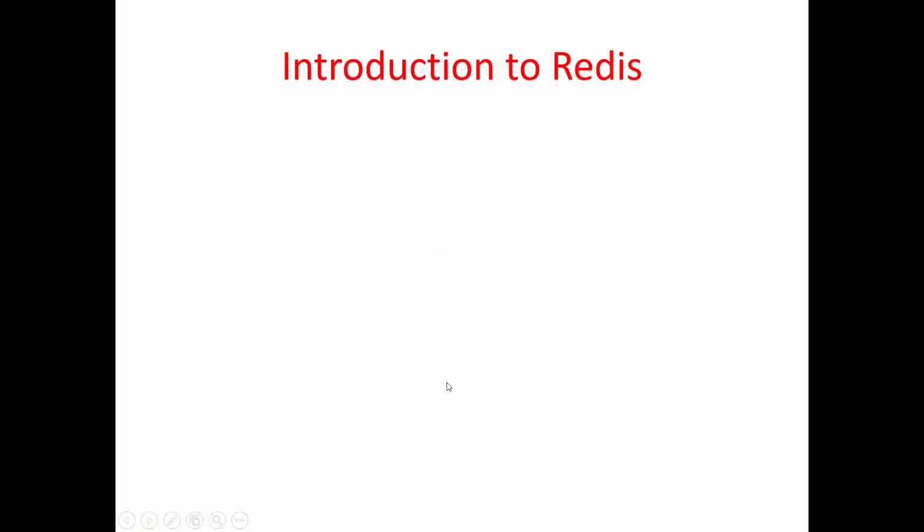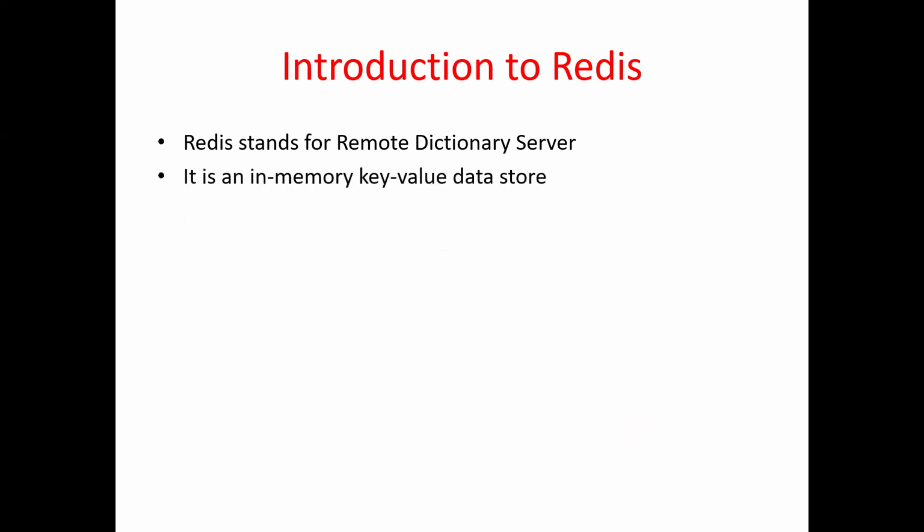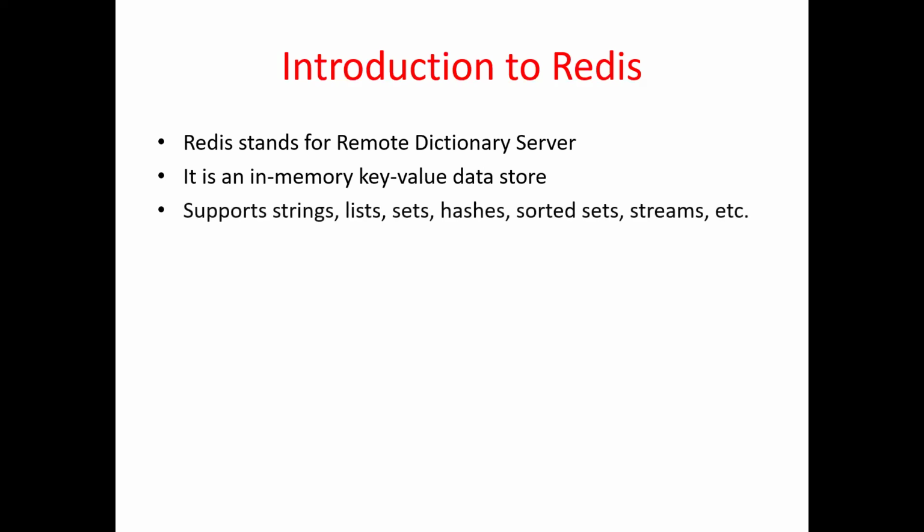Now, Redis stands for Remote Dictionary Server. That is the definition, guys. It is an in-memory key-value data store. It is also like a database, an in-memory database. That is the meaning. If you take a normal database, it has rows, records, and columns, but in Redis the data is stored in the form of key-value pairs. It supports the string data type, list, set, sorted set, streams, and a lot of other data types as well.